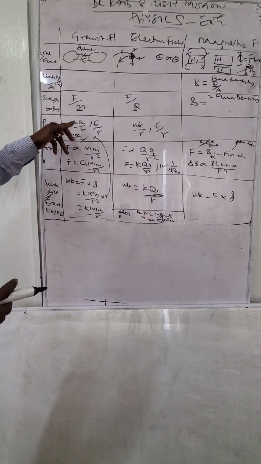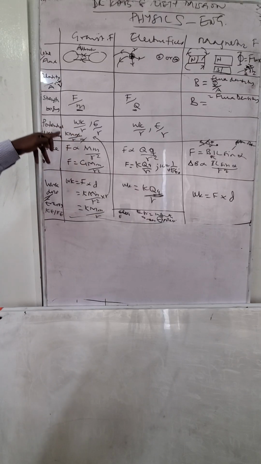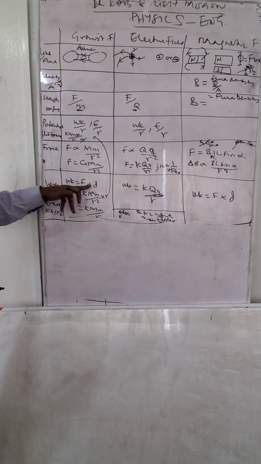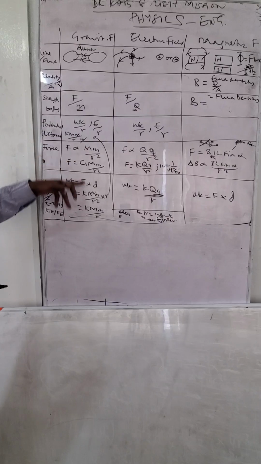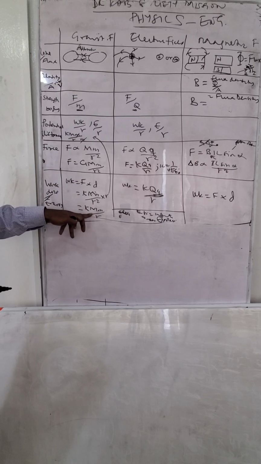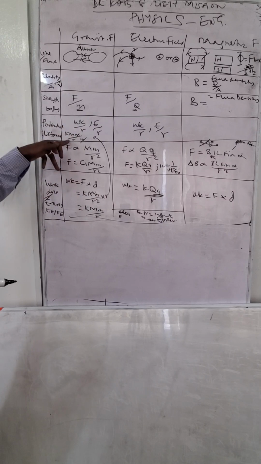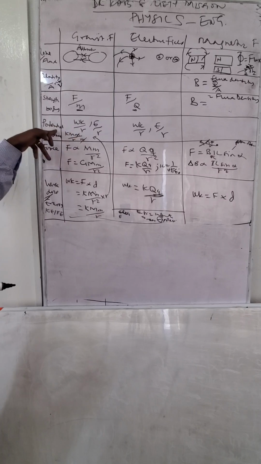So here is the work done over R. You see that I've put here, work done is force times distance. This is the force that we defined. Force is defined by the inverse square law. This force times R gives you this. So if potential is work done over R, then it's this work done divided by M for this one.